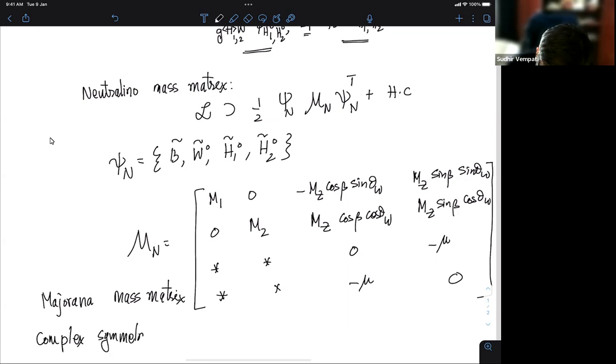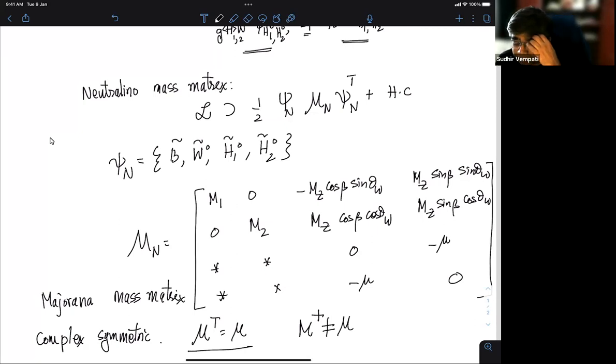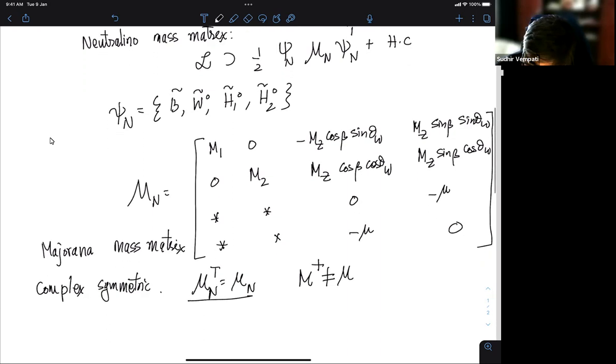So what it means is that their M transpose is equal to M. This is the only thing. M dagger is not equivalent to M. It's not Hermitian. It is M transpose equal to M, but M dagger is not equal to M, unless you choose all the entries to be real.